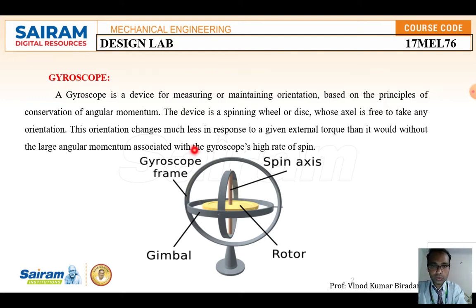Look at this diagram. It looks like a spinning wheel or a disc, whose axle is free to take any orientation. This orientation changes much less in response to a given external torque than it would without the large angular momentum associated with the high rate of spin of the gyroscope. These are the parts of the gyroscope. The outer circle is called the gyroscope frame. The middle part is called the gimbal. Inside it, the rotor is connected; the rotor is the rotating part. The center middle axis is called the spin axis.